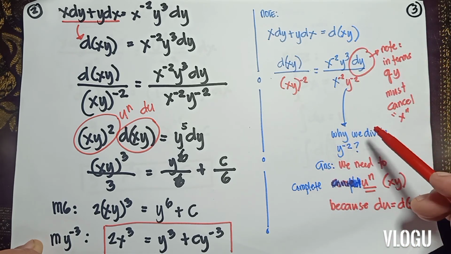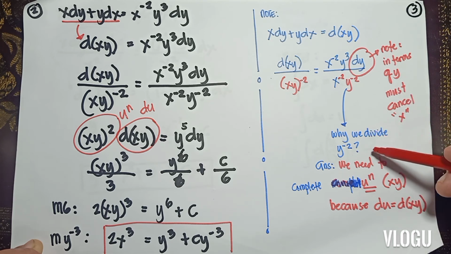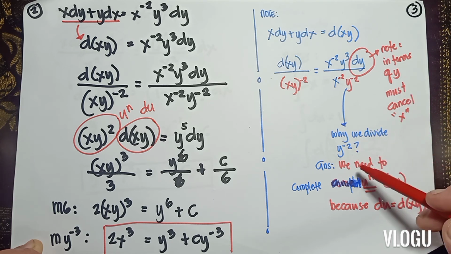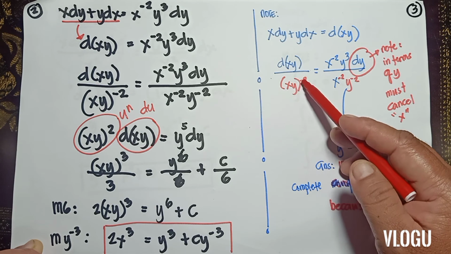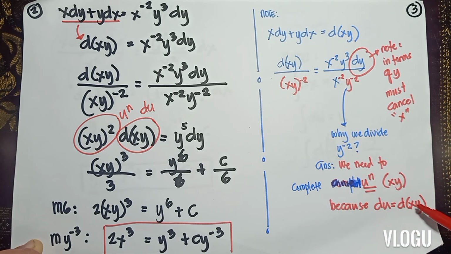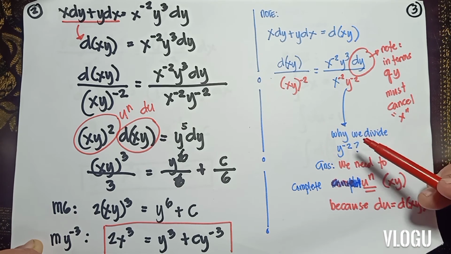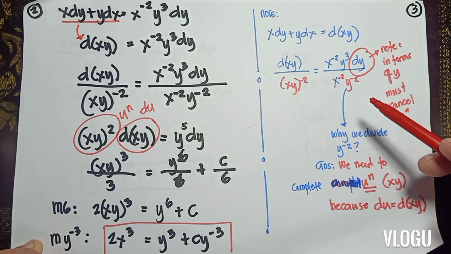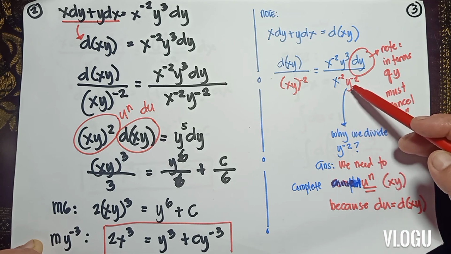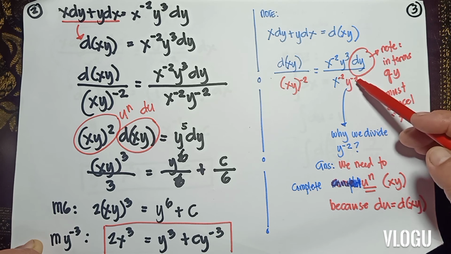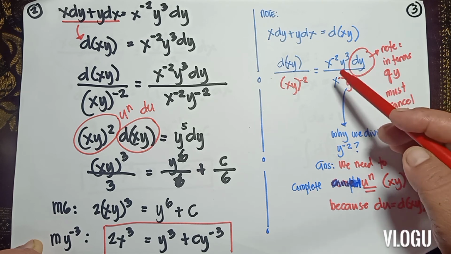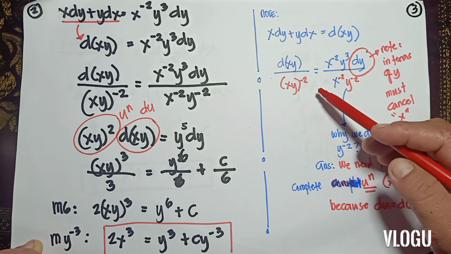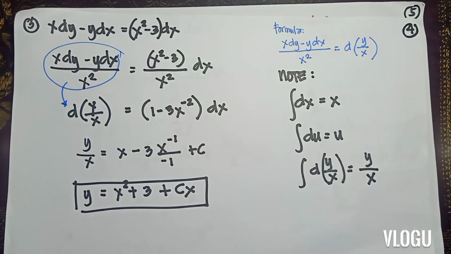So we have here the explanation. Why do we divide by y negative 2? We need to complete u to the n. This one, u to the n, is xy, because du is equal to dxy. So our u is xy. So we must have xy. That's the reason we divide with y negative 2. Your y negative 2 is your exponent because you must be consistent with your exponent, negative 2. Okay?